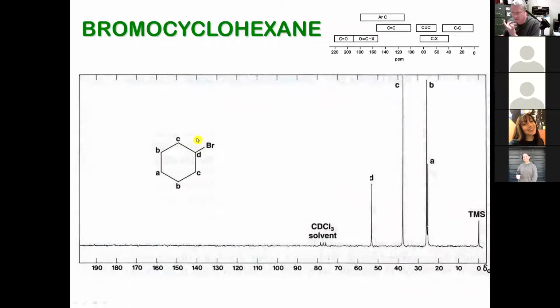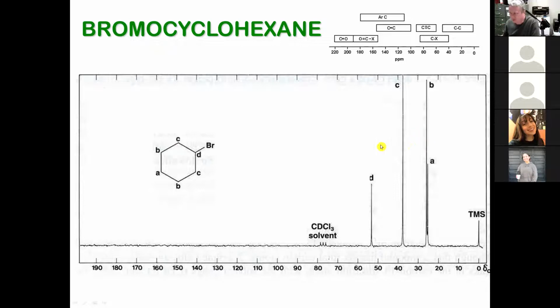Bromocyclohexane. So D is the peak with the bromine. Oh, yeah, it's totally downfield. Bromine, right? Electronegative. And then we got C and B are these larger peaks. And then we have A. Oh, a little smaller. Why are C and B large? Oh, because there's two carbons, right? So the size of the peaks here kind of helps you figure this out.